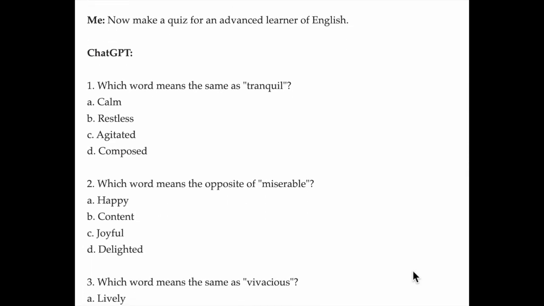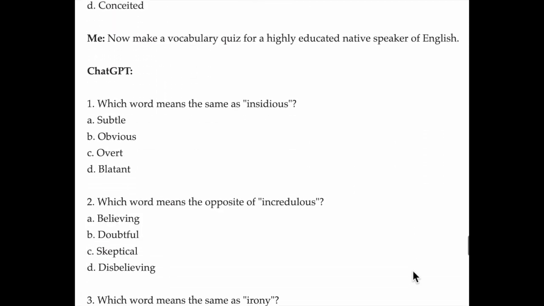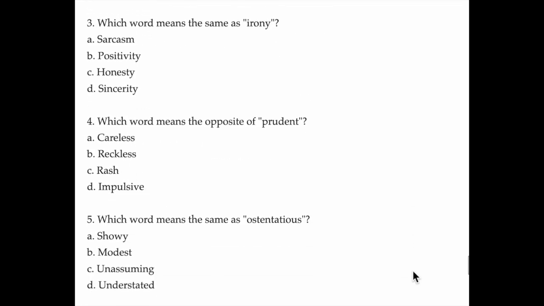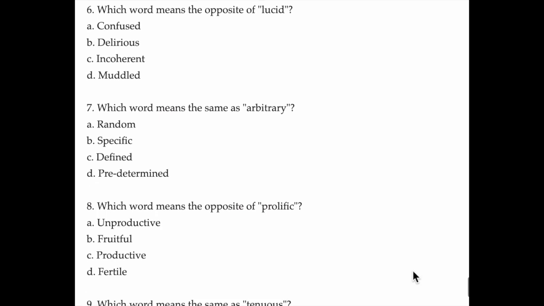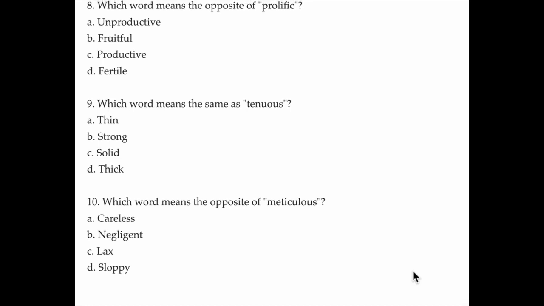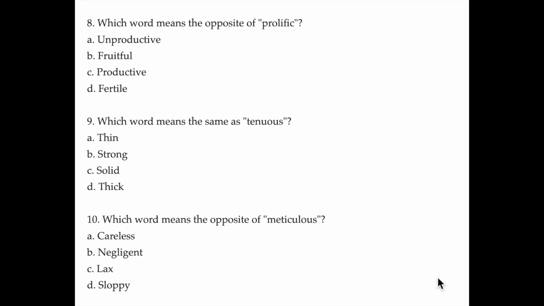I asked for a quiz for an advanced learner of English. We get tranquil, miserable, vivacious, tolerant. Well, those are all more difficult words. And then I asked, now make a vocabulary list for a highly educated native speaker of English. And we get words that, in America, used to be called SAT words: insidious, incredulous, irony, prudent, ostentatious, lucid, arbitrary. And so for making quizzes, it doesn't work at this point. Maybe if the prompts were changed, you might be able to get it to offer only one right answer. But it is able to choose vocabulary items of various levels based on a very, very simple prompt. So there might be other uses I haven't thought of yet for using ChatGPT for preparing materials for language learners.